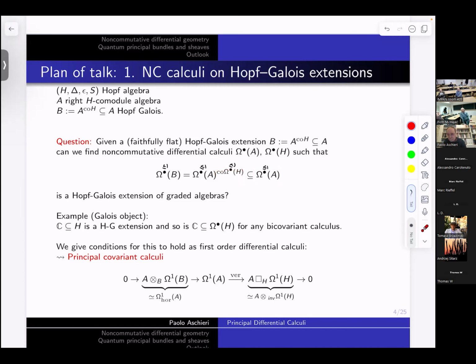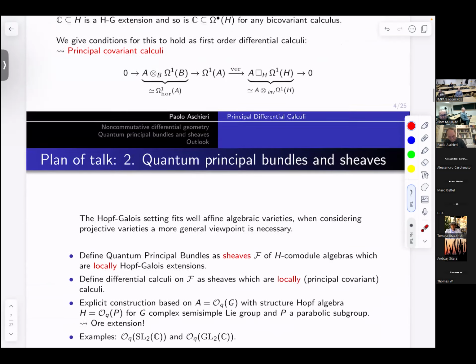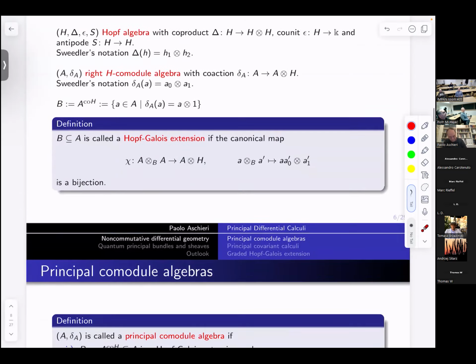So to be sure, your algebra omega bullet is generated by omega one, where multiplication of one form times one form is zero. Yes, multiplication of one form times one form is zero. Okay, thank you. You're welcome.